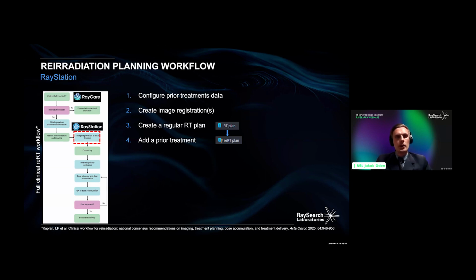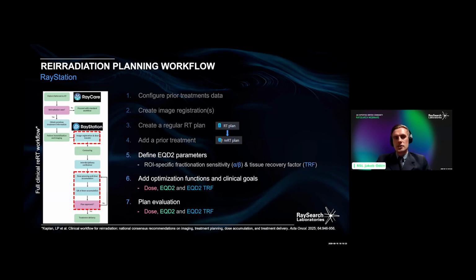So we envision a treatment workflow of about 7 different steps. First you will configure your data, you will do your image registration, you will create your plan, you will connect it to the prior treatment. And as Rasmus told us, we will then define the RI-specific EQD2 parameters, such as the fractionation sensitivity, which is the alpha-beta value in this case for the LQ model, and the tissue recovery factor, if you think that there is a long-term recovery for different organs. And then we will define optimization functions, clinical goals, and do plan evaluation, everything based both on EQD2 or EQD2 with tissue recovery, if needed.